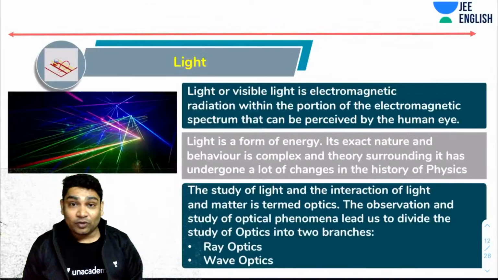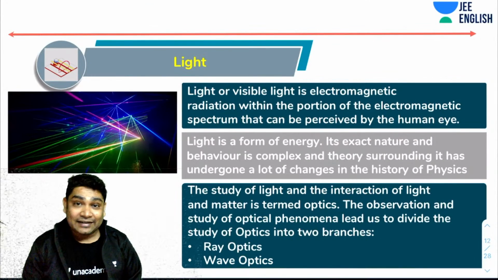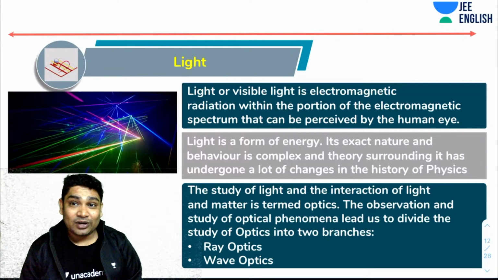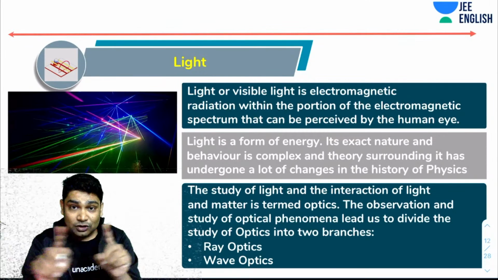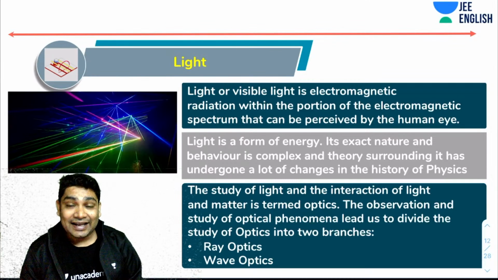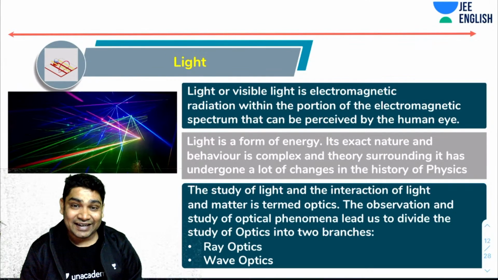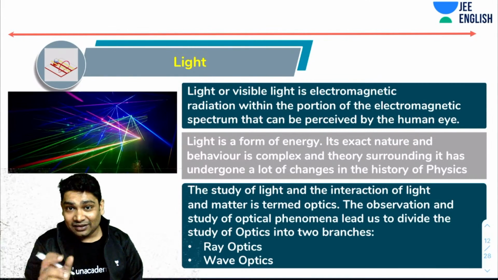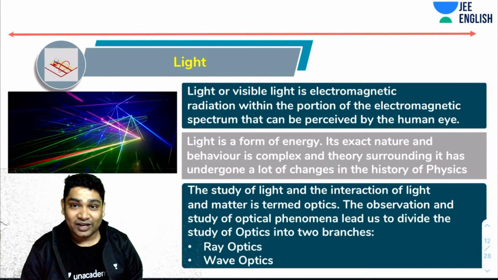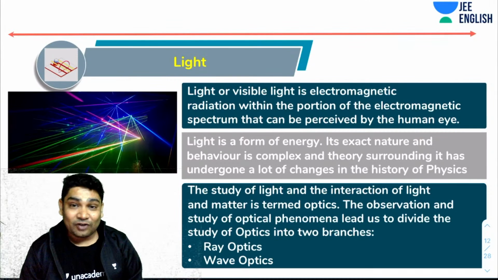What is ray optics? Before starting our study of ray optics, let's talk about light a bit. So what do we understand by light? Light, or visible electromagnetic radiation, is the range of EM waves in the electromagnetic spectrum that our eyes can detect. Human eyes can detect a certain range of waves, and that range is called visible light. Light essentially is a form of energy, and the exact nature and behavior of light is very complex, and the theories surrounding it have undergone a lot of changes in the history of physics.